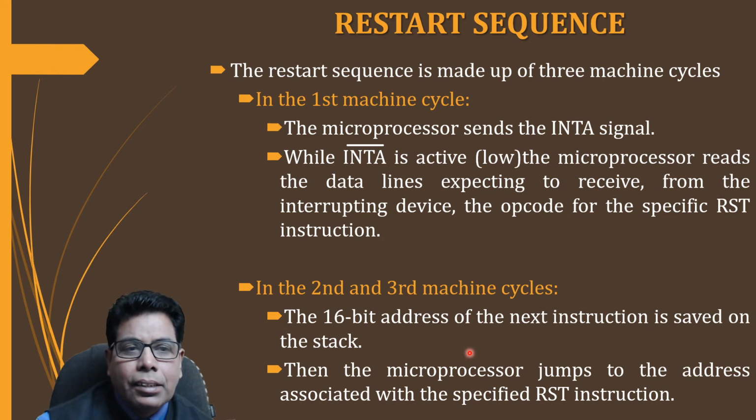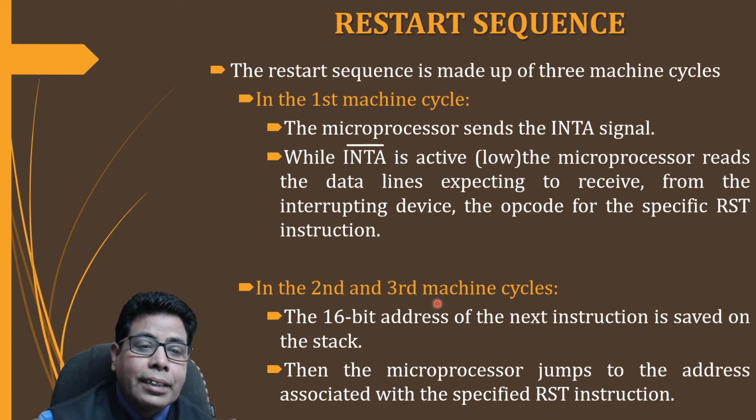In the first machine cycle, the microprocessor will send the INTA. This INTA is an active low signal. So when this INTA bar signal is given, it will read the data lines, expecting to receive from the interrupting device the opcode of the specific RST instruction. So that will be read on the data lines. Say for RST5 the opcode is EF, so that will be coming on the data lines.